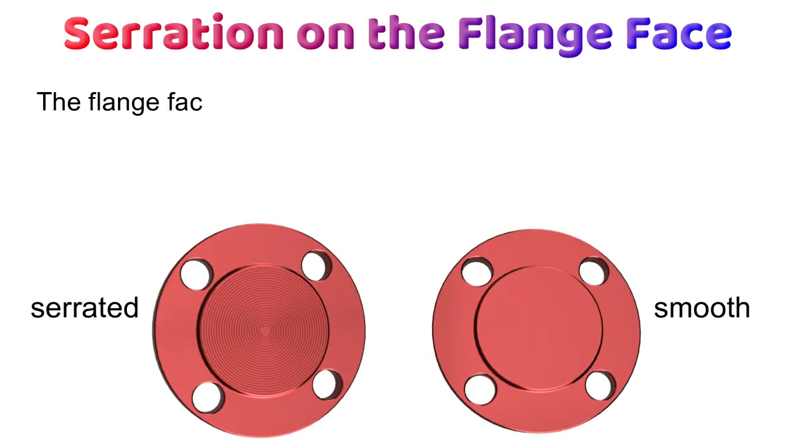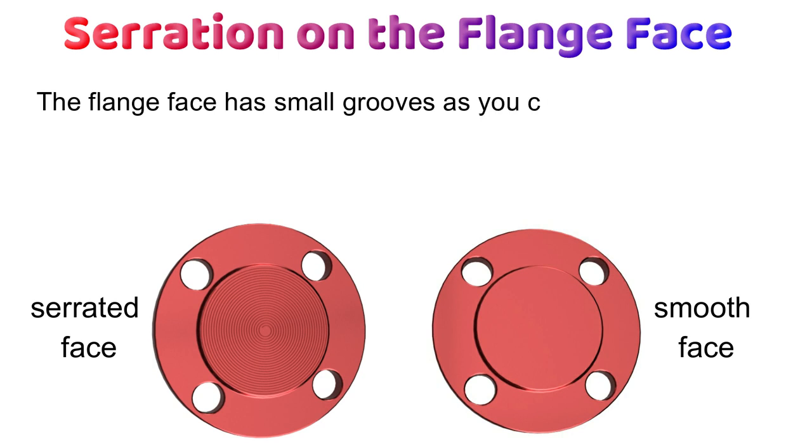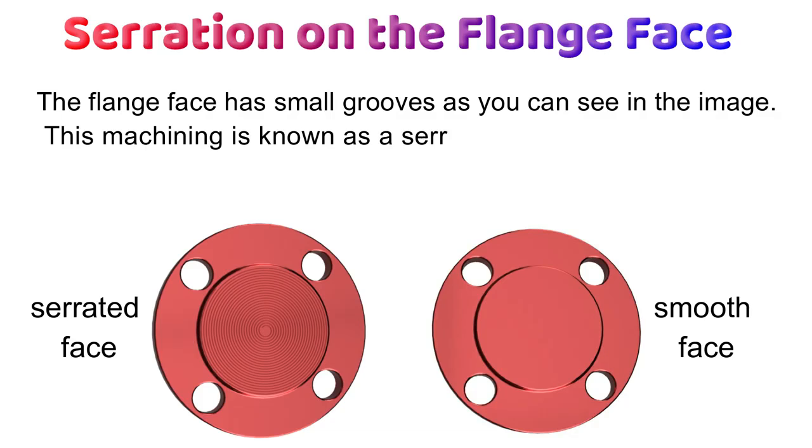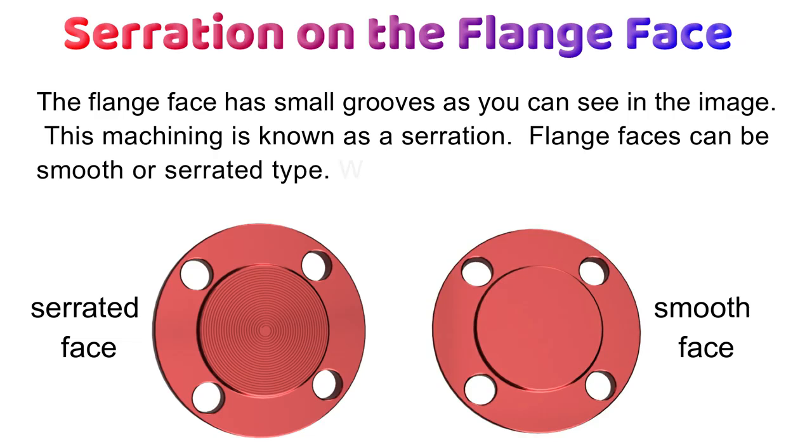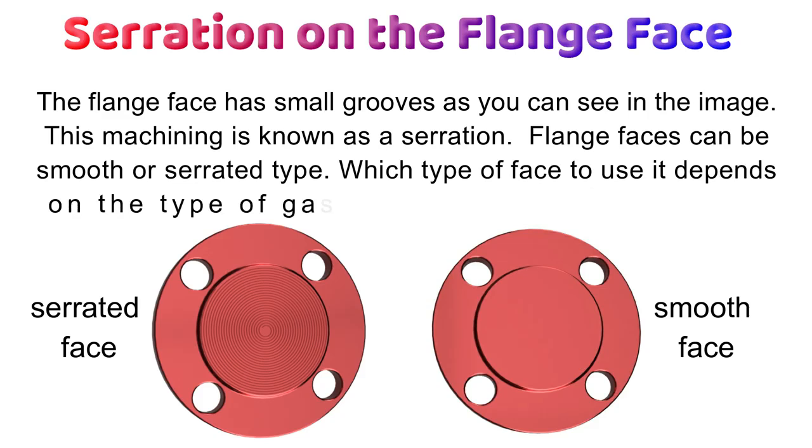Serration on the flange face. The flange face has small grooves as you can see in the image. This machining is known as a serration. Flange face can be smooth and serrated type. Which type of face to use depends on the type of gasket and service of the fluid.